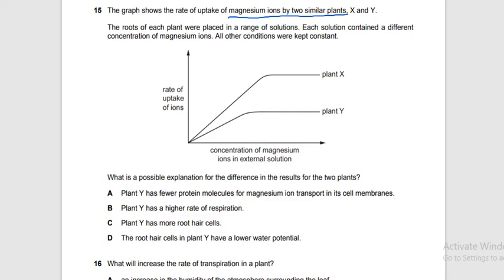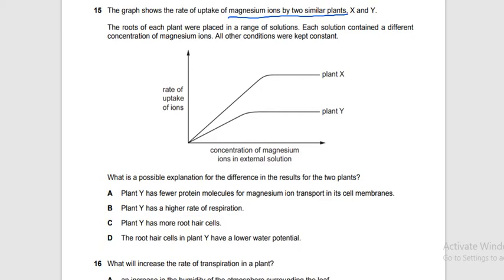Each solution contained a different concentration of magnesium ion. Now, all other conditions were kept constant. So we have rate of uptake of ions and we have concentration of magnesium ions in external solution. So what is a possible explanation for the difference in the result of the two plants? Remember, every other condition was kept constant. So plant Y has fewer protein molecules for magnesium ion transport in its cell membrane.